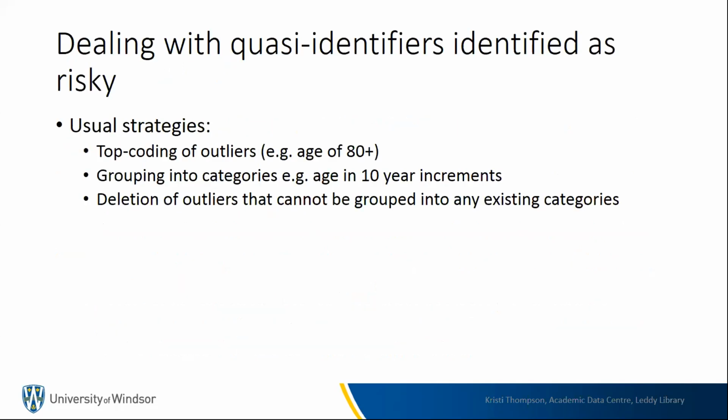Once you've identified some quasi-identifiers as potentially risky based on heuristics, K-Anonymity, or anything else, you need to do something about them. Usual strategies include top coding of outliers, so having a category of age 80 plus, grouping into categories such as age in 10-year increments, or deletion of outlier cases that cannot be grouped into any existing categories.